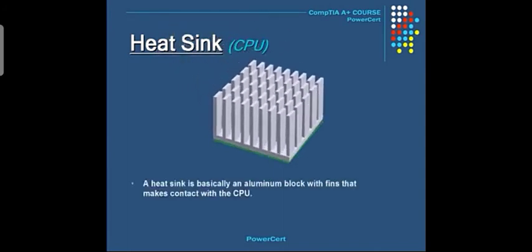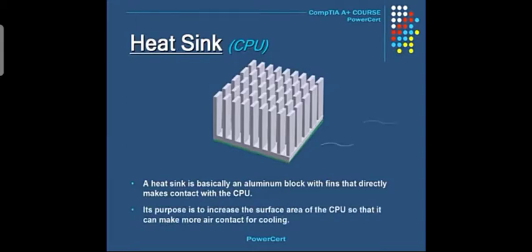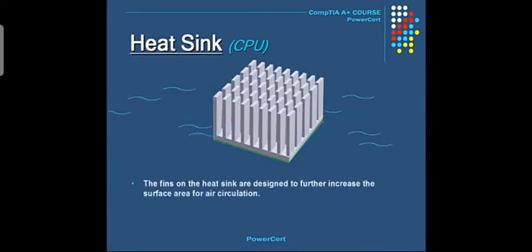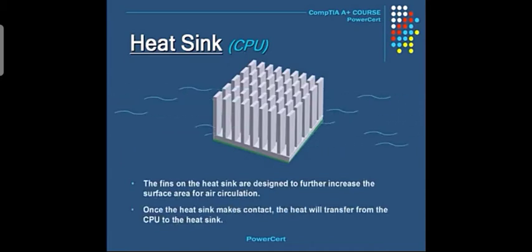A heat sink is basically an aluminum block with fins that directly makes contact with the CPU, and its purpose is to increase the surface area of the CPU so that it can make more air contact for cooling. The larger the heat sink, the larger the surface area will be, thus increasing the cooling ability. The fins on a heatsink are designed to further increase the surface area for air circulation. Once the heatsink makes contact, the heat will transfer from the CPU where the air can cool the heatsink, which will cool the CPU. And this type of cooling is known as passive cooling.